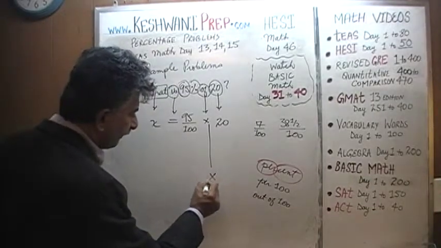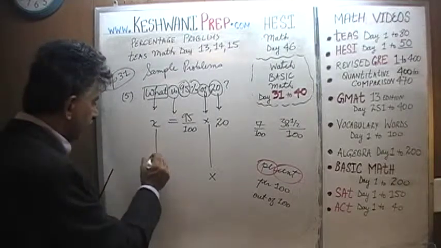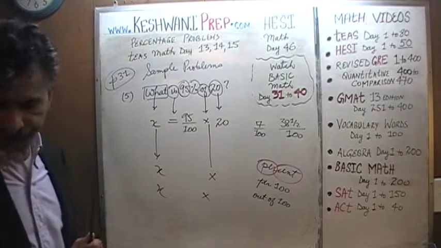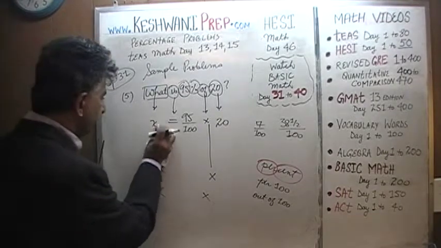Before we go any further, do not confuse my multiplication sign with the unknown X. You see? X and multiply. Let's get going. That's it. We're done. Enough of the talk.